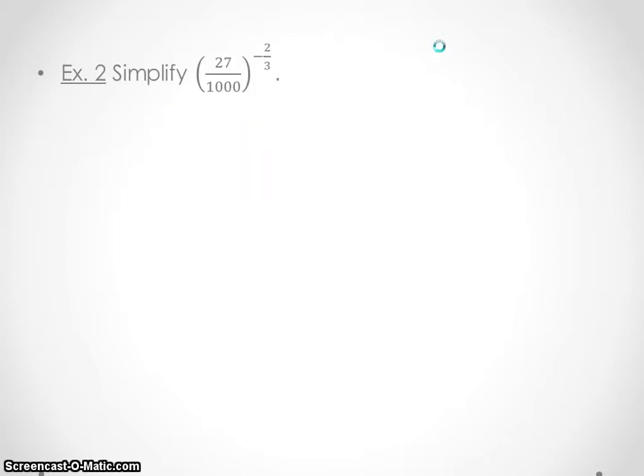Alrighty, we're going to go ahead and simplify this fraction here. We have 27 over 1,000 to the negative 2/3 power. Remember what that means: each thing in here needs to get a negative 2/3 power because that is the property of parentheses here. So we have 27 to the negative 2/3 power over 1,000 to the negative 2/3 power. Both of those get a 2/3 power.